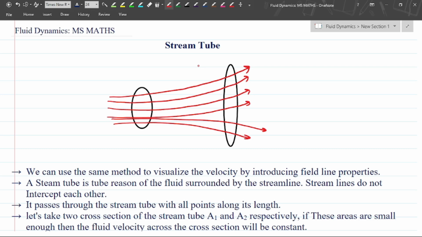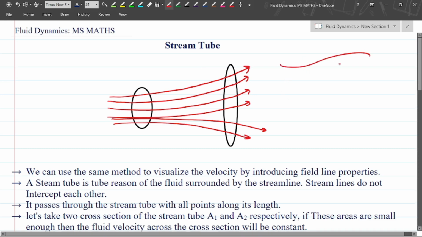But streamline is nothing but a line which is tangent to the instantaneous velocity. Okay, so basically streamline is a line which is tangent to the instantaneous velocity field. Okay, this is called a streamline. So it is a streamline which is tangent to the flow field.